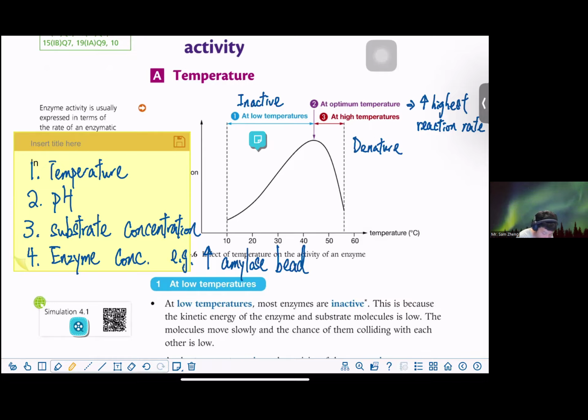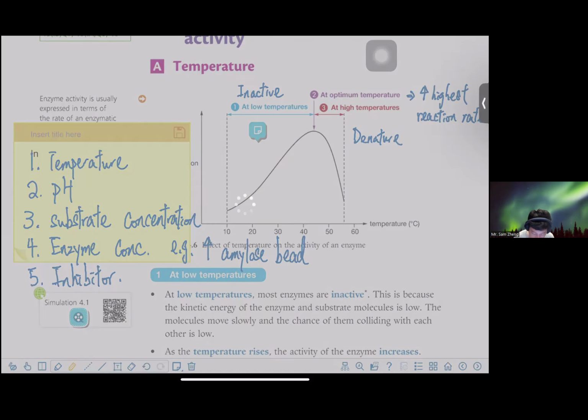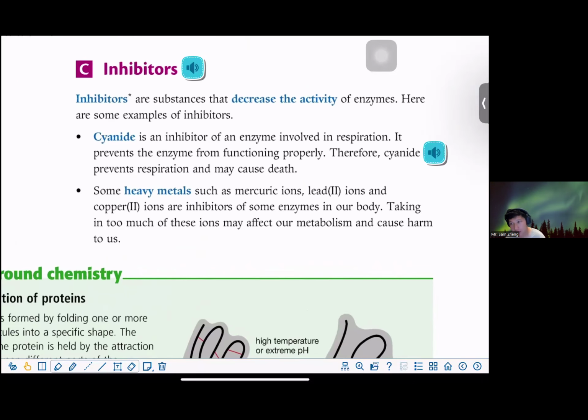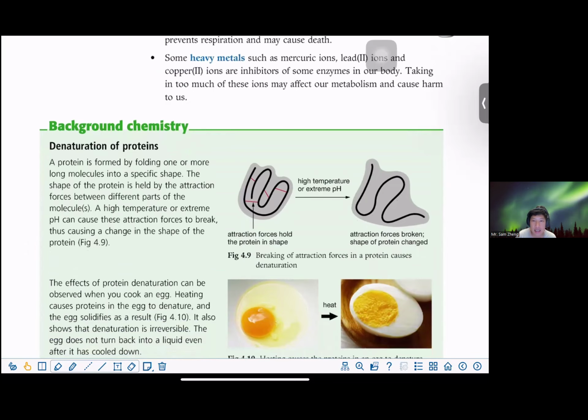Okay, now for the last one, it is very special. There is a presence of what we call the inhibitor. So what is an inhibitor? You can think of it like some substance that can decrease the activities of enzymes. You can think like an inhibitor is a substance that can kill the enzymes, but not necessarily kill, but by how? By changing the shape of the active sites.